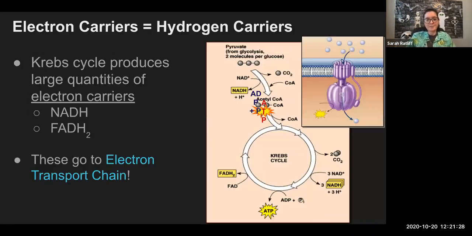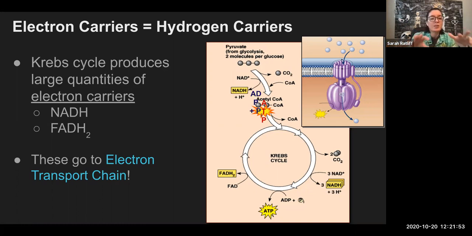Okay, electron carriers. Krebs cycle produces a lot of them. So many. We're making 3 NADHs and an FADH2. That's 4 per cycle. These are going to go onto our electron transport chain. That's our next step in aerobic respiration.